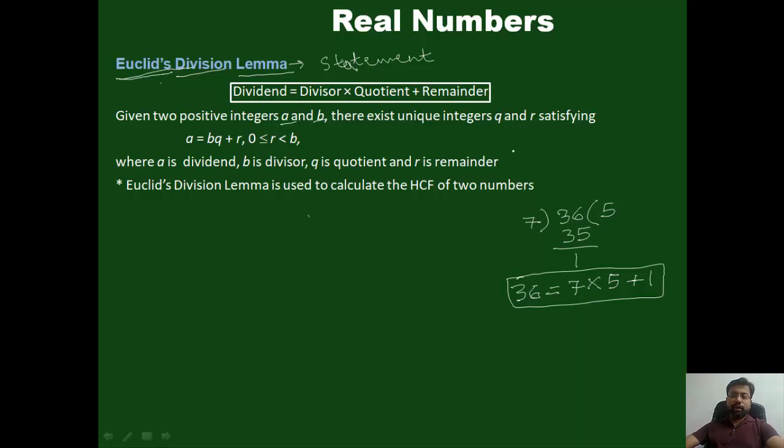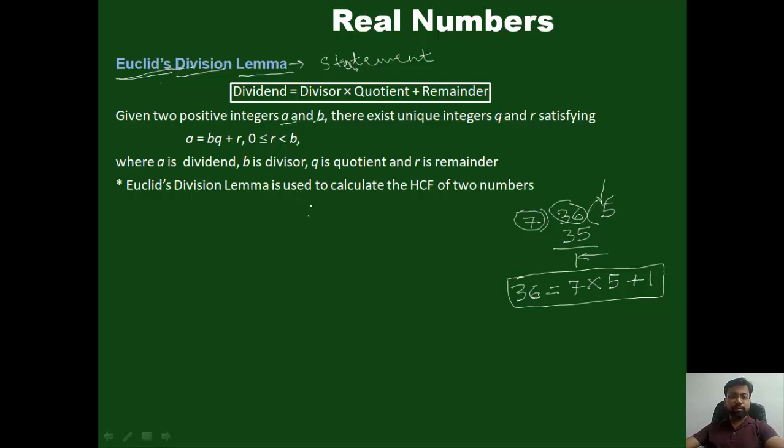So what it says is, for any two positive integers, here it's 36 and 7, there would exist two numbers q and r such that a = bq + r, where r would always lie between 0 and b, and it should be less than b, and it will be an integer, it cannot be a fraction. So remainder is an integer lying between 0 and b, where b is not included. So b is what? b is the divisor that you are taking. So this is actually called Euclid's division lemma.